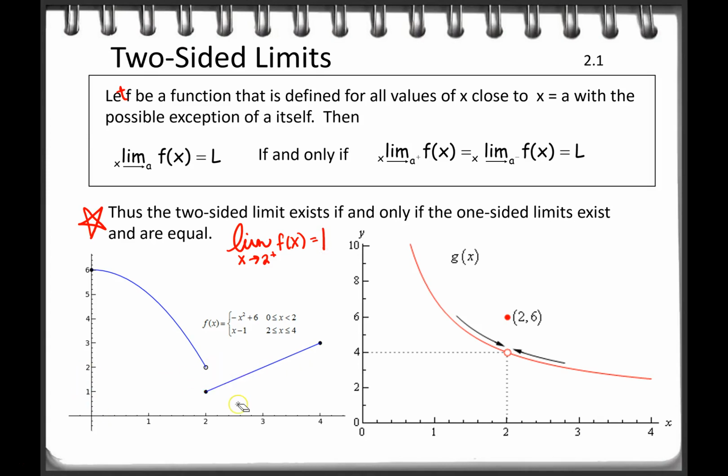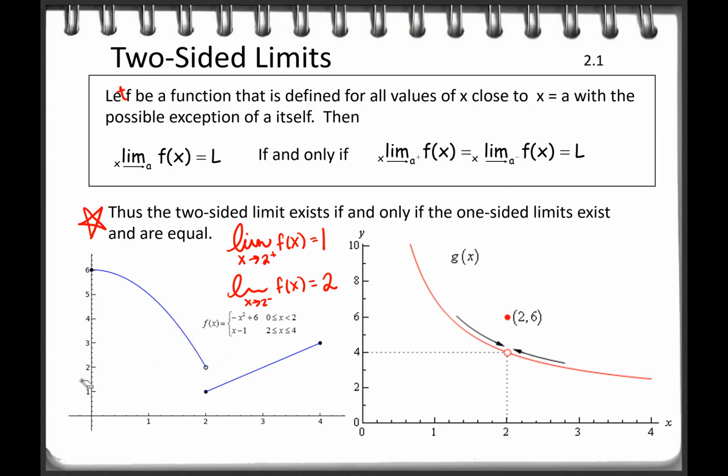Well, what about the limit as x approaches 2 from the left of f of x? Okay, well, let's approach it from the left. When I'm approaching it from the left, I get a y value of 2, and my limit is 2. It doesn't matter that that point doesn't exist there, no big deal.